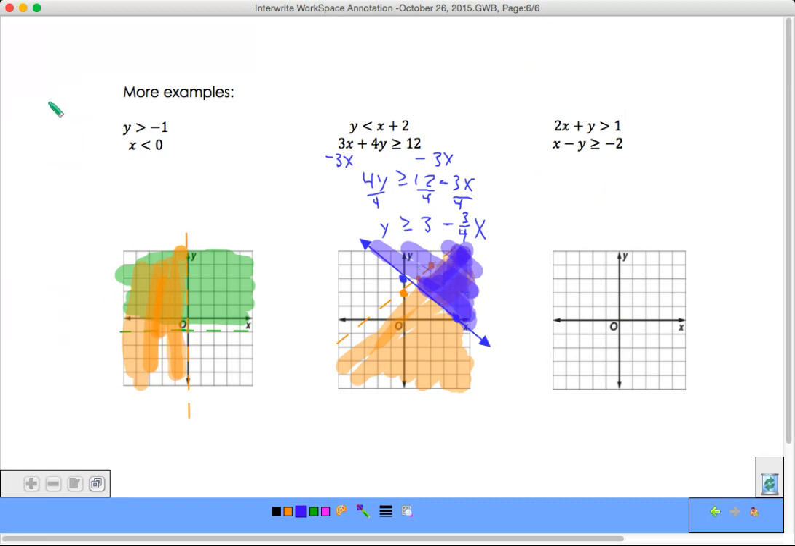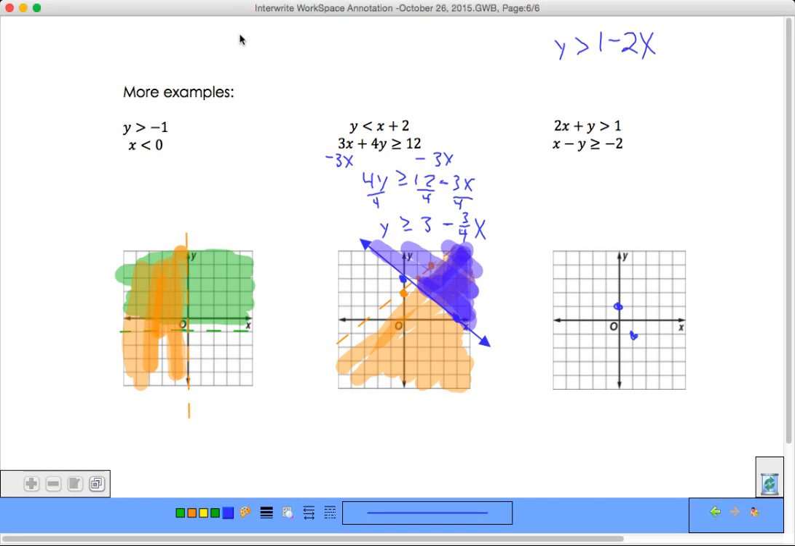Okay, moving right along. Let's try another one. This one right here, the top equation has to be solved. I need to subtract 2x from both sides. So it gives me y is greater than 1 minus 2x. So I'm going to start at positive 1. And then I'm going to go down 2 over 1 for that negative 2.